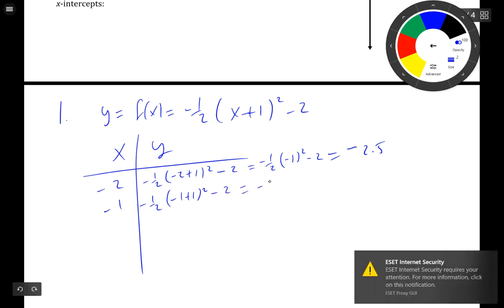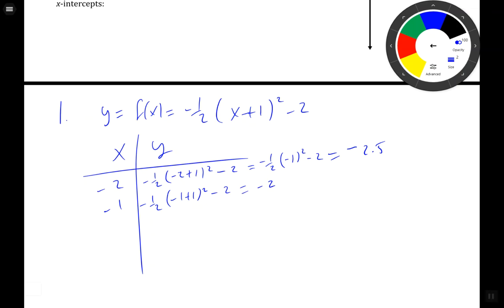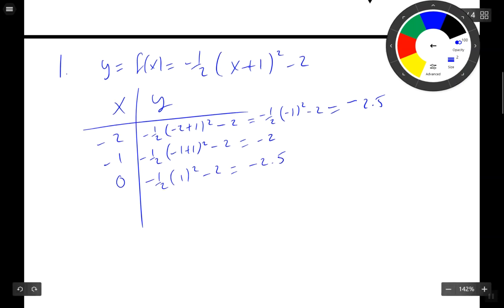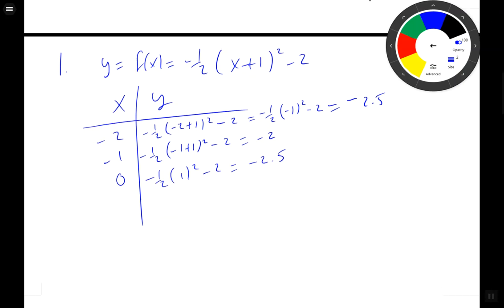So this ends up being negative 2, because 0 times negative 1/2 is still 0, and 0 minus 2 is negative 2. Put in 0. I have negative 1/2 times 1 squared minus 2. Is that going to be a negative 2.5 again? It is. Anytime the squares end up being the positive and negative of a number, they're going to square and it's going to come out the same thing.